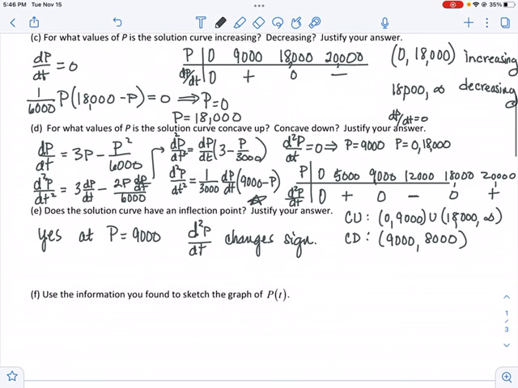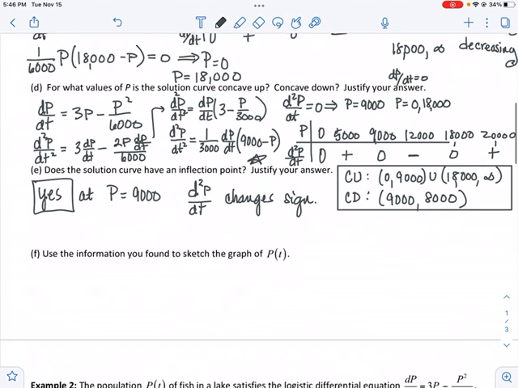And then use the information. So we have our answers all over the place here. I didn't box them up, but hopefully you're able to distinguish what we're looking for here. All right, and then the last question: use the information you found to sketch the graph of P of t.